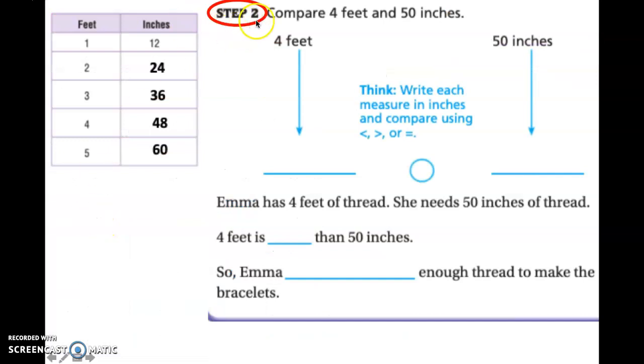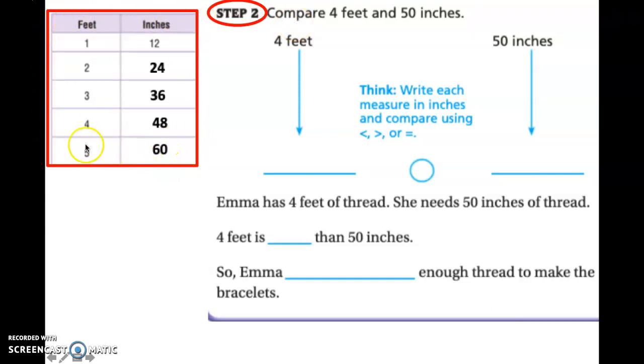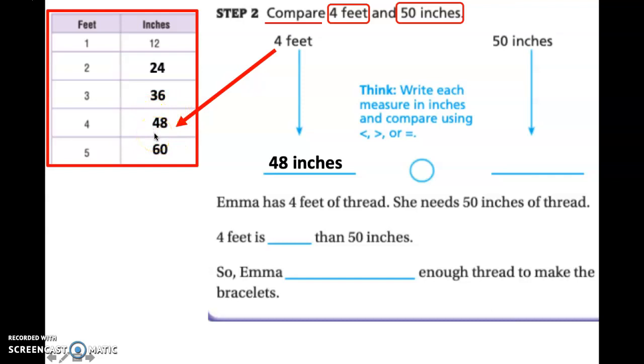Step 2. We're going to use our box that we just created, our table. Compare 4 feet and 50 inches. So we're comparing 4 feet and 50 inches. Now on our table, we figured out how many inches are in 4 feet. So 4 feet is the same thing as saying 48 inches. Now let's take a look at our 50 inches. Since we already have 50 inches and our units are in inches, we can just bring that down.